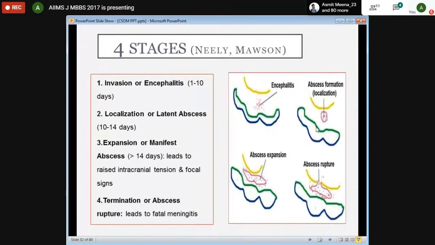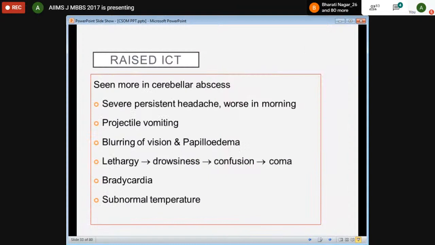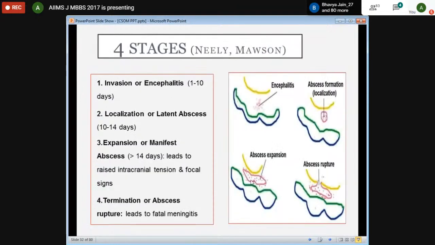When this abscess starts increasing, it will lead to increased intracranial tension and focal signs. And at some point, it will rupture into the ventricles, into the meninges, and believe me, if it happens, the patient cannot be saved. It is a rapid death. It is fatal, basically.